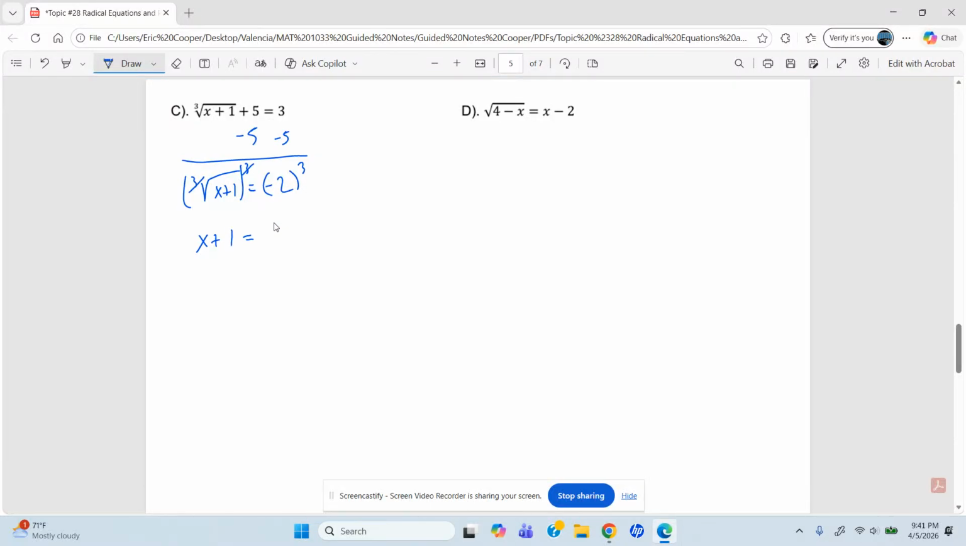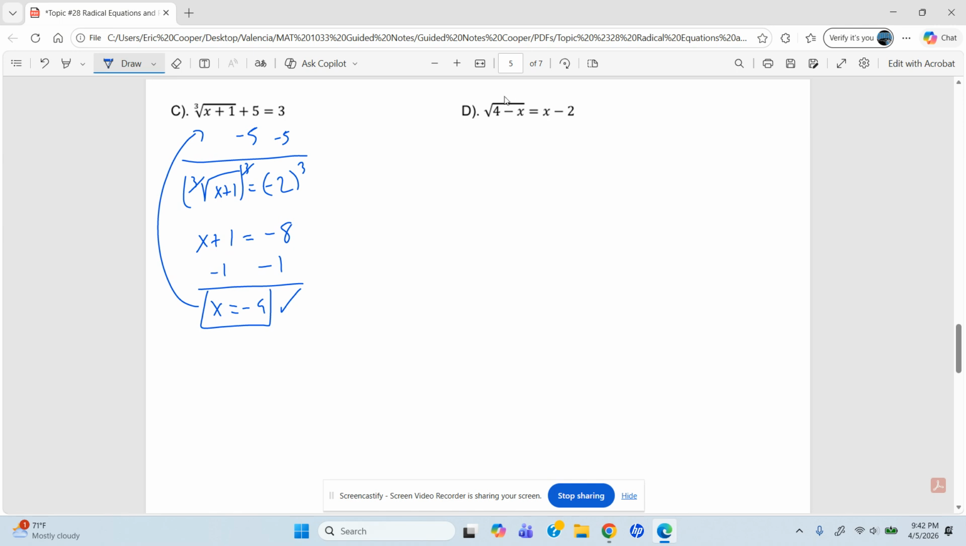Negative 2 to the third power is simply negative 8. Negative 2 times negative 2 is 4. 4 times negative 2 is negative 8. I subtract 1. I get x equals negative 9. Going back in and plugging this in here, negative 9 plus 1 is negative 8. Remember, we can take the cube root of negative 8. We can't do the square root, but we can do the cube root. The cube root of negative 8 is negative 2. Negative 2 plus 5 gives me 3. So this is a good solution here.